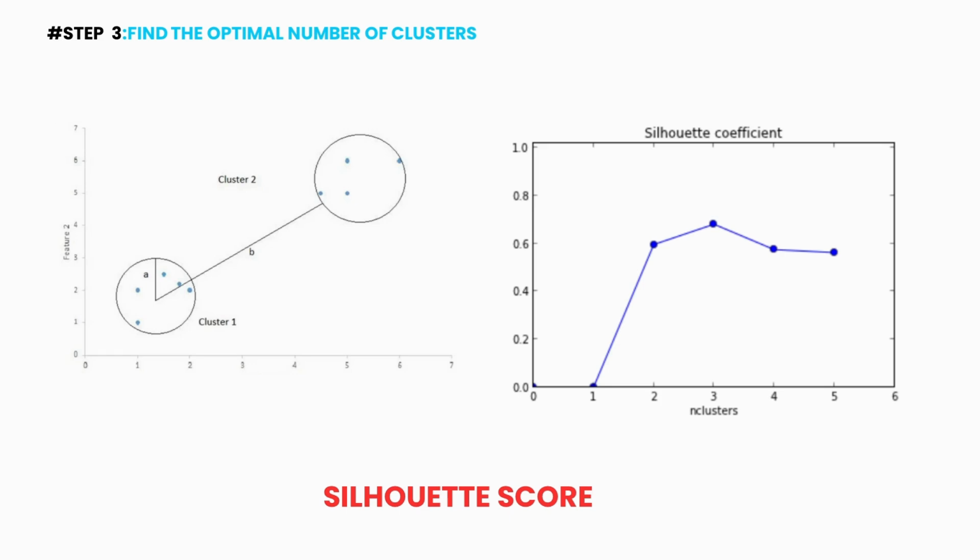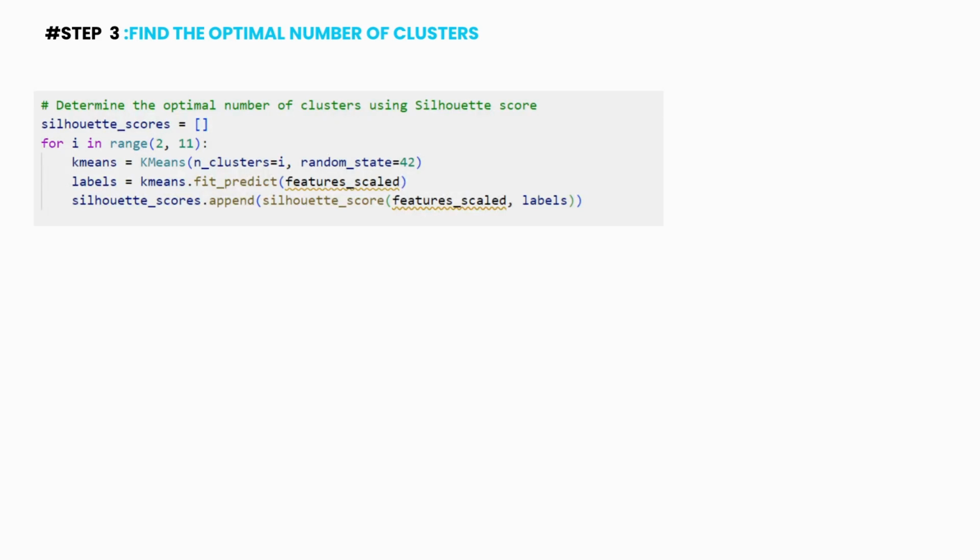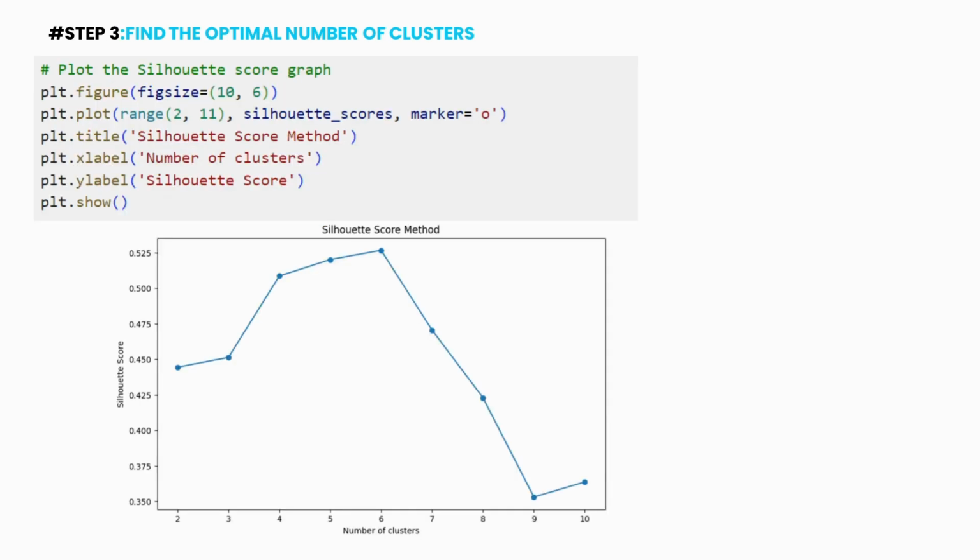Let's start by calculating the silhouette score for different numbers of clusters, ranging from 2 to 10. We'll initialize a list to store the silhouette scores for each number of clusters. Then we'll loop through a range of cluster numbers, starting from 2 up to 10. For each iteration, we'll apply the k-means algorithm to our scaled features with the current number of clusters. After fitting the model and predicting the cluster labels, we'll calculate the silhouette score for these labels and append it to our list.